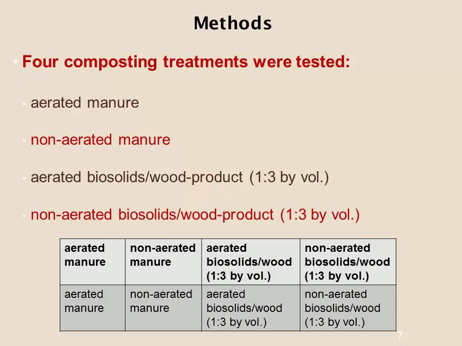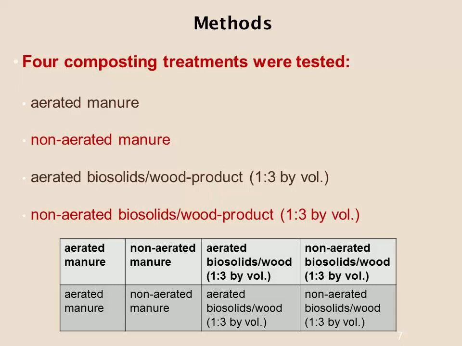Okay, so we used 4 composting treatments. They're basically a 2x2 factorial. We used either manure or biosolids, and then we either aerated the pile or didn't aerate the pile. So we have basically 4 different treatments.